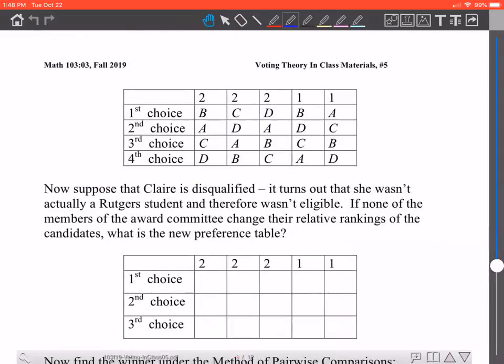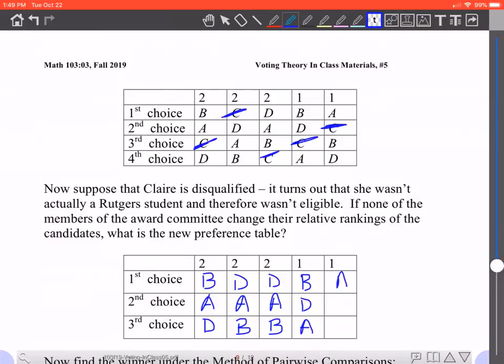Okay? So suppose that C, or Claire, is disqualified. She wasn't a Rutgers student, she wasn't eligible to be part of the competition, so candidate C is eliminated. I'm going to cross her out here, but I'm also going to rewrite the ballots just to see it a little bit better. So C being disqualified converts these ballots to BAD, DAB, DAB again, BDA, and ABD. I'm just writing the ballots from above without candidate C. Again, C was disqualified, right?